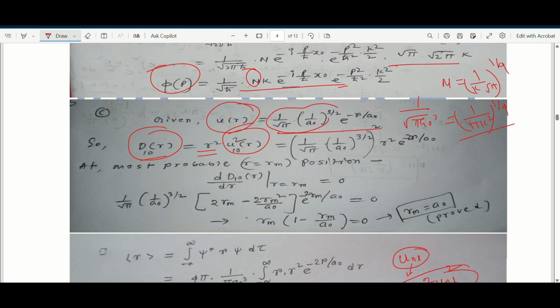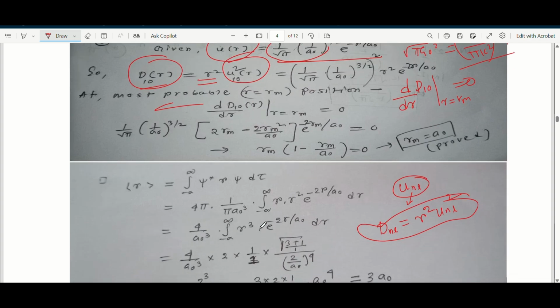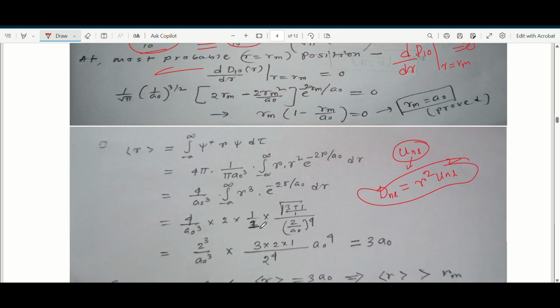Now at the most probable position, the derivative of the probability distribution function at that point will be 0. So first we need to differentiate this term with respect to R, and then equate it to 0. From here we can find the most probable position, that is Rm equals to a naught, the Bohr radius. So proved.